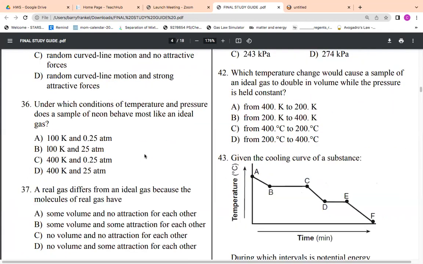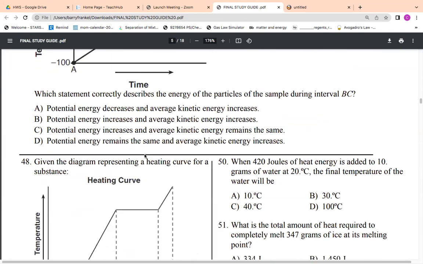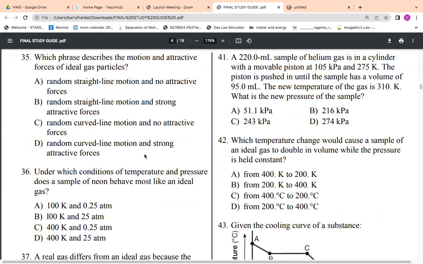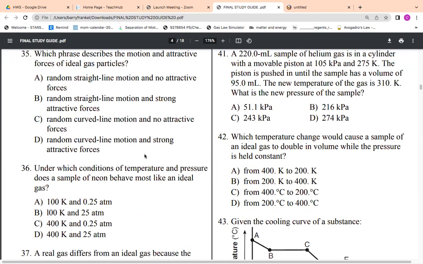Number 35, I think. I'll try and do this page. Maybe I'll stop there. Maybe I'll do another. I'll see how I'm doing.